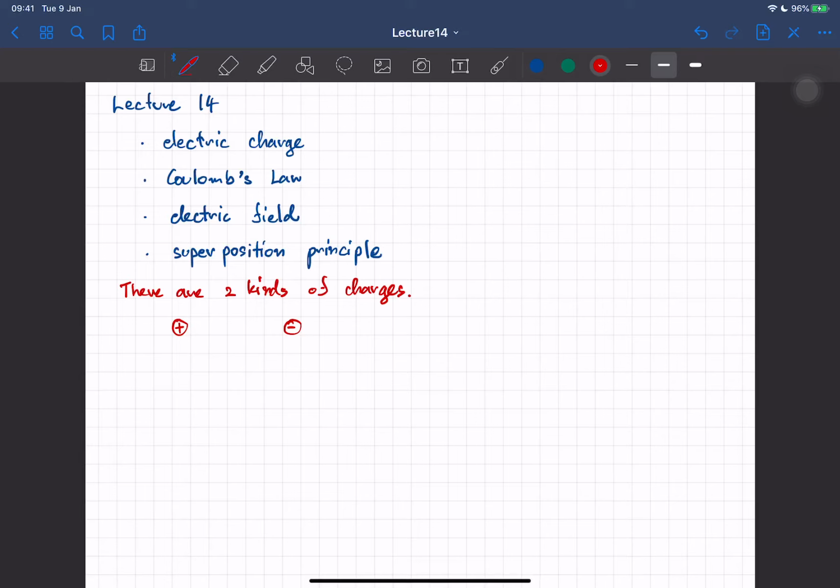You can call it type 1, type 2 or something like that. Or you call it A and B. It doesn't matter. The only thing that we care is that there are two distinct kinds of charges. Okay. And how they interact with each other, that's going to be the main topic for today's lecture.